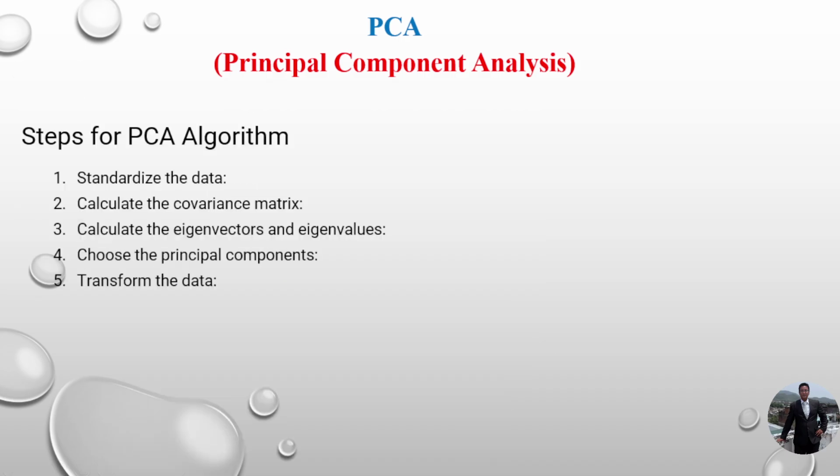These slides represent the steps of the PCA algorithm. First is to standardize the data. PCA requires standardized data, so the first step is to standardize the data to ensure that all the variables have a mean of 0 and a standard deviation of 1. In the second step, the covariance matrix is calculated. The next step is to calculate the covariance matrix of the standardized data. This matrix shows how each variable is related to every other variable in the dataset.